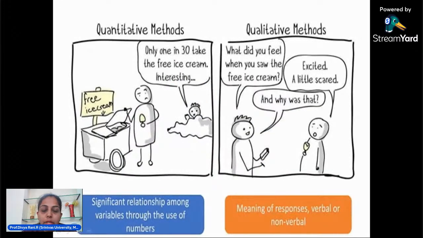Next slide. Okay. So you can see in this picture, there are two pictures, isn't it? In the first picture, you can see the ice cream man is selling his ice creams, and he is telling that 1 out of 30 ice creams will be free. He says, I am going to give one ice cream free out of 30, I am having strawberry flavor, I am having mango flavor. So like that, you are going to get a result in numbers.